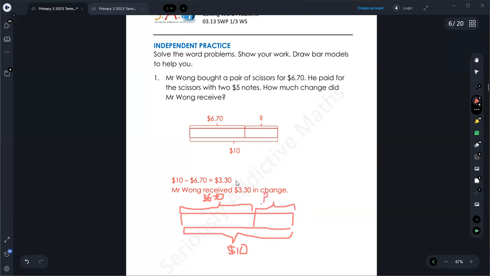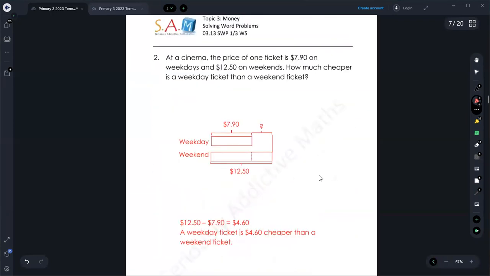Okay, so get them to do the equation and then get them to write the statement, right? Of course, the working, do it on the side, right? So this is where the working goes. Sorry, my line's a bit not straight there.